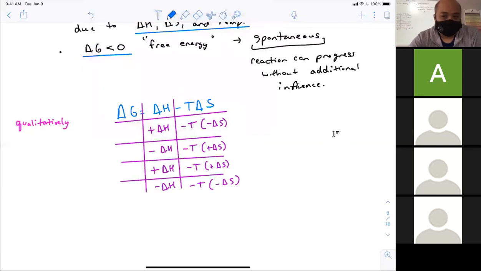Some of these are absolute, meaning that no matter what the values or sizes of them are, no matter what the temperature is, the sign of delta G will always be the same. Which of these scenarios, 1, 2, 3, and 4, would be an example of an absolute one where it doesn't matter what the temperature is, you're always going to get the same sign? Which one of these?